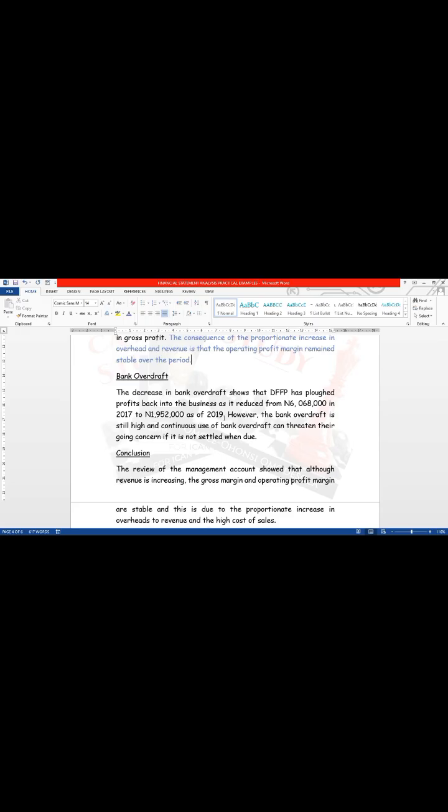And how are they getting money? They are plugging profits back. So you tell us a reason. However, the bank overdraft is still high, and continuous use of bank overdrafts can threaten the going concern if not settled as due. So you are giving reasons.